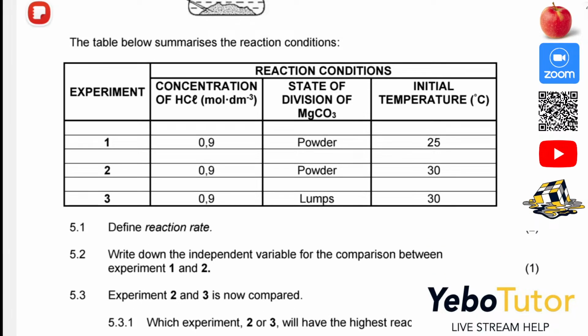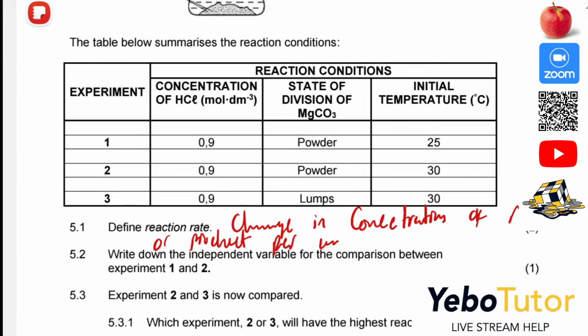Now define the term reaction rate. What is a reaction rate, guys? This is where you need to get those marks. We know that reaction rate is the change in concentration of reactant or product per unit time.